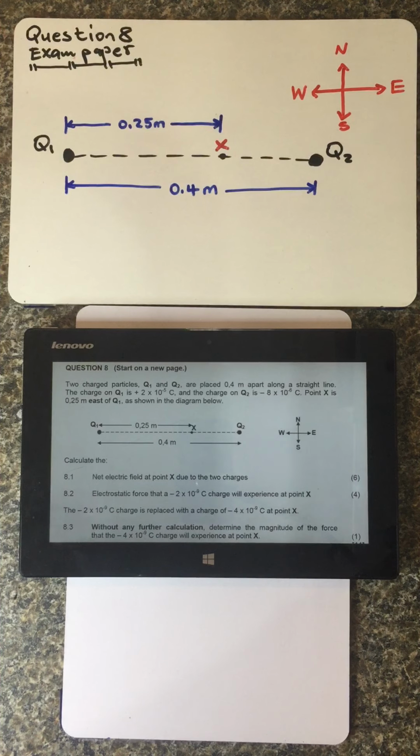So ladies and gentlemen, for today's lesson we'll be looking at question 8 of the 2015 exam paper, and this lesson is suitable for grade 10, 11 and grade 12 learners. Again, if you're upgrading physical sciences, you're also welcome to join our lesson for today.